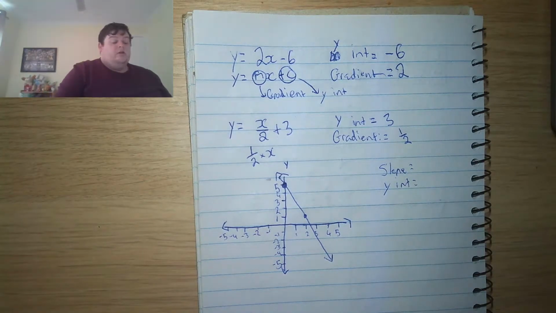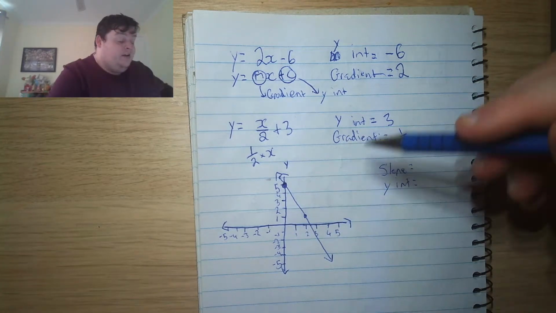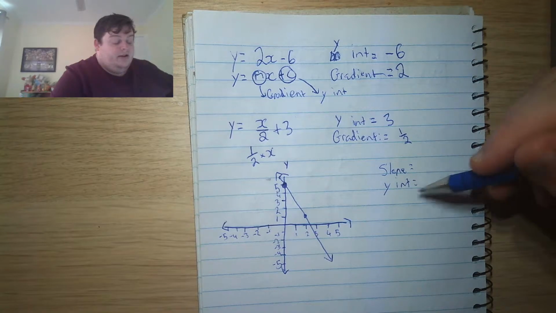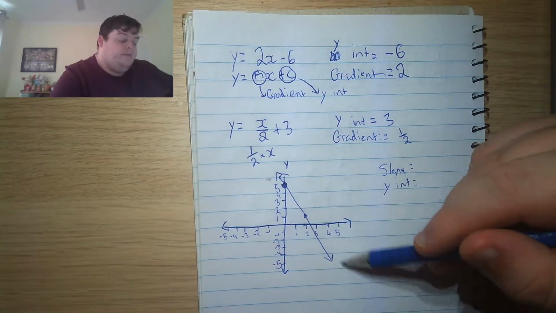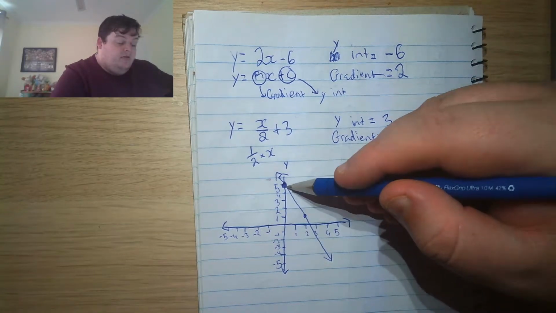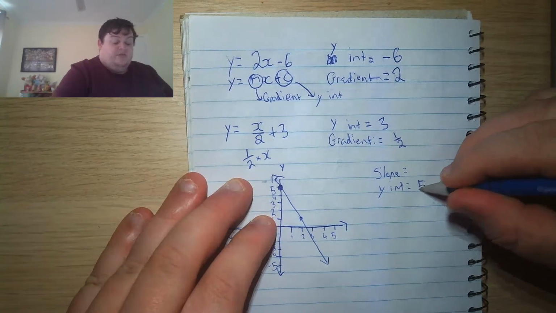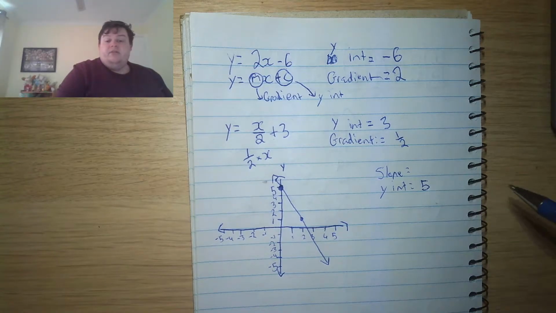Okay, so looking at this line that we have here, we should be able to figure out the slope and the y-intercept. If the y-intercept is the point where this crosses the y-axis, you can see it crosses at 5. So the y-intercept is 5. All right. Now we can try and find the slope.